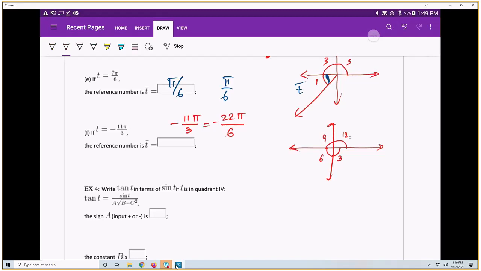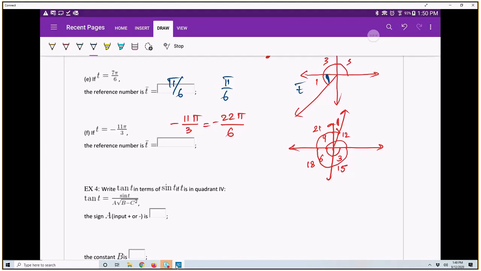This is 12. This is 15. This one is 18. That will complete 21 of them, and I need one more to go to 22. So that is the angle that you're looking for. And remember, this is 1 pi over 6.